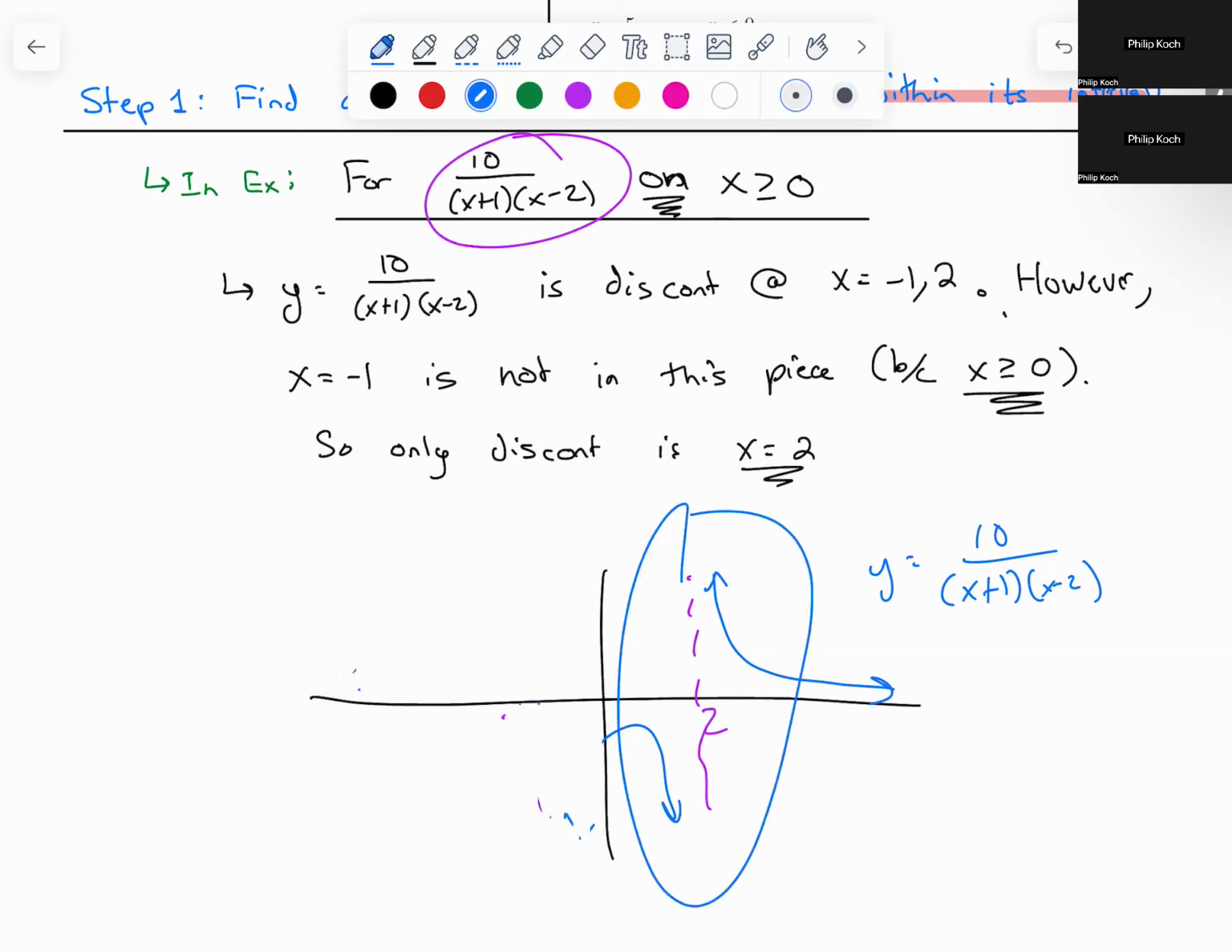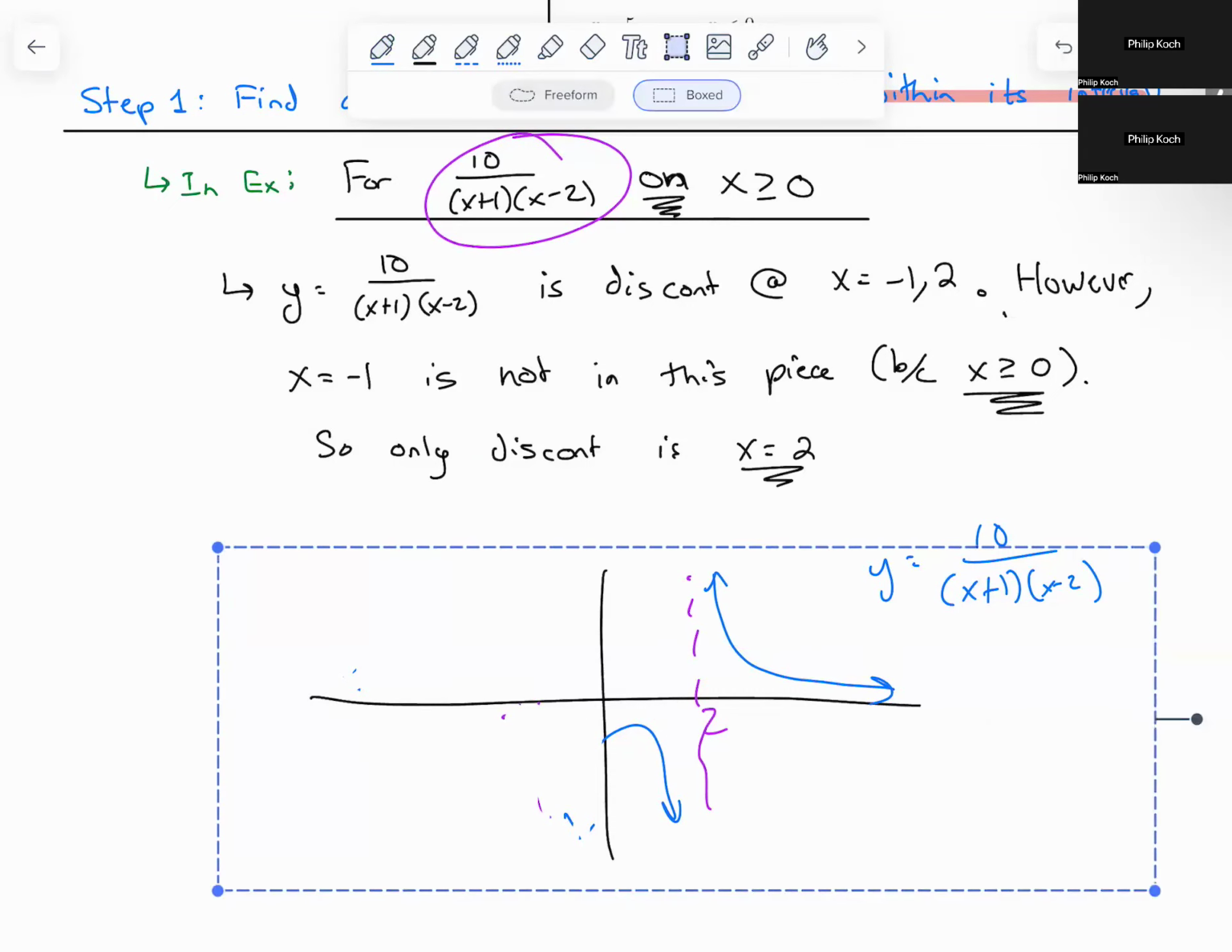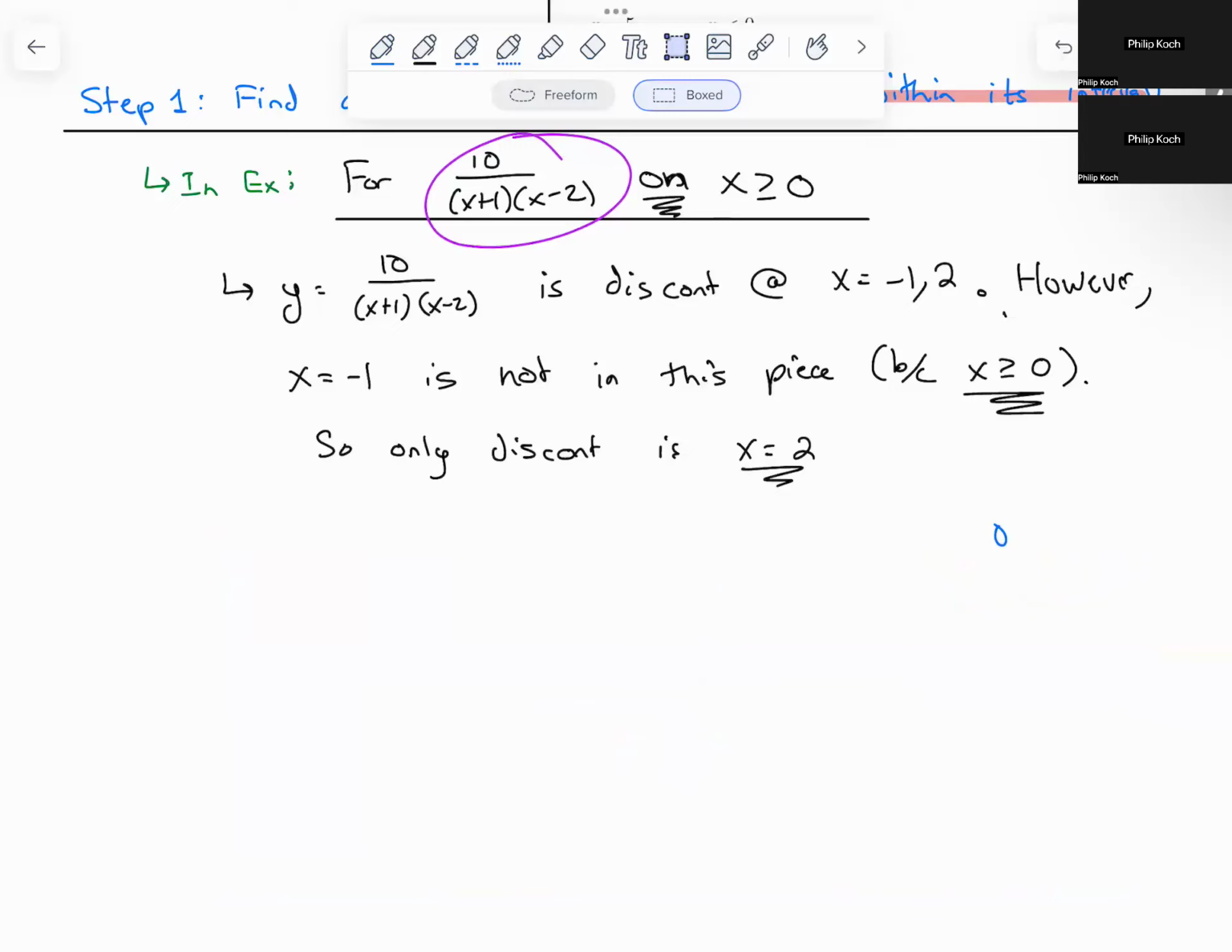Does that make sense? Yes, Jake. Why is that? Because negative 1 would cancel it out. So negative 1 is the discontinuity of this graph, but we're only defined as this graph for values greater than or equal to 0, so we've removed it because it doesn't exist there. Thank you for asking these questions. This is an important thing to understand about piecewise functions.